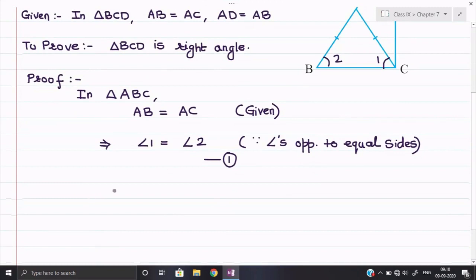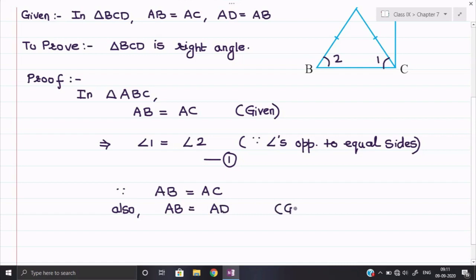We shall say here, since AB is equal to AC, AB and AC are given equal, right? And we have given that AB and AD are also equal. That you can check in the given. AB and AD are also given to us equal.